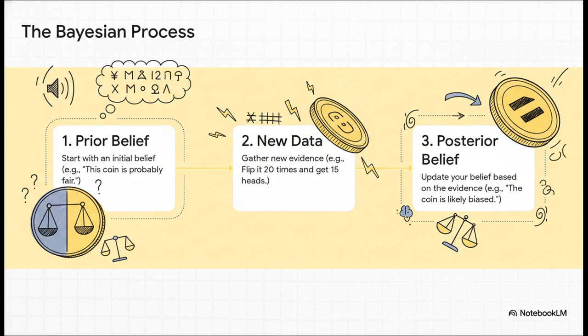So in step 3, the process combines your initial belief with this new data to create an updated posterior belief. Now you're thinking, okay, given what I just saw, it's actually much more likely this coin is biased. And that's it. You've just done Bayesian inference.